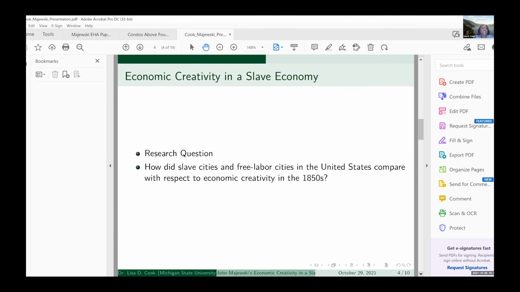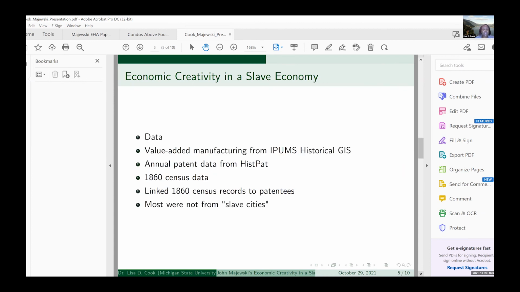And the central research question in this paper is, how did slave cities and free labor cities in the U.S. compare with respect to economic creativity in the 1850s? Now, John did a really good job of summarizing his own paper. It was very interesting and very clear. So I'm just going to spend a little bit of time on it.